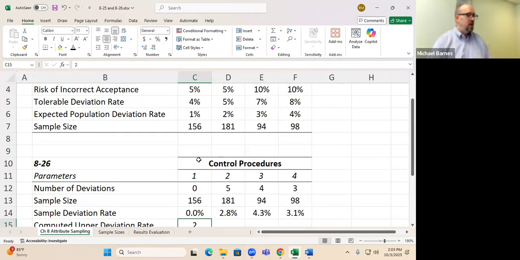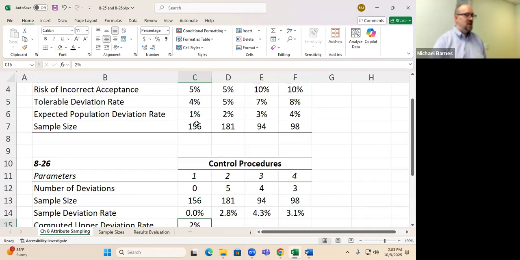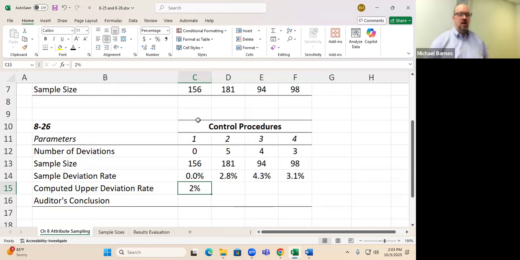Now, we're going to compare this to our tolerable deviation rate of 4% and our computed upper deviation rate of 2%. I'm just going to type in 2%, see what happens. There we go. I'm not going to do that for every one of them, but I'll do that for this one. So 2% is less than 4%, which means what? Is the control effective or not? It is effective. Yes, the control is effective. All right, let's go ahead and do our deviation rates for the rest.